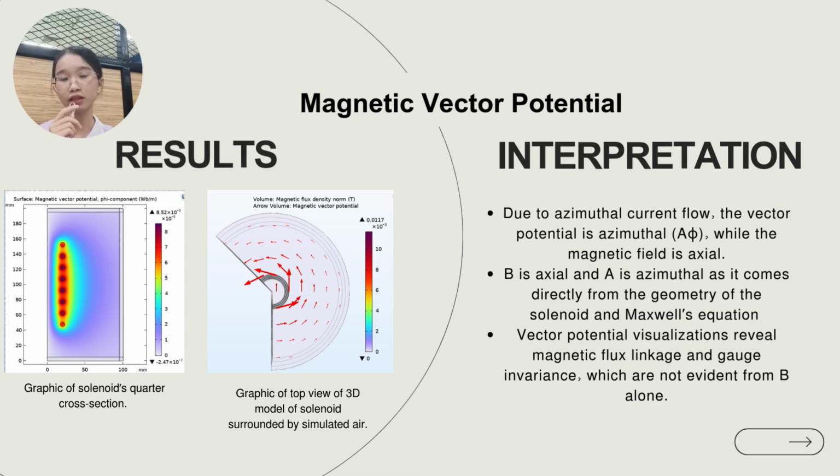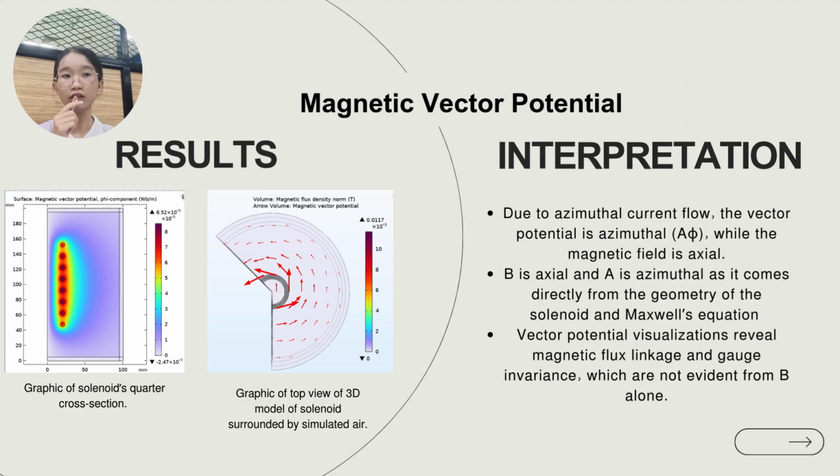Next, I will discuss the magnetic vector potential. The graphic shows the solenoid quarter cross-section, where the colored contours show the magnetic vector potential. The next graphic shows a top view of the 3D model of the solenoid surrounded by simulated air, where red arrows indicate magnitude and direction of the magnetic vector potential, parallel to the direction of flowing current. The magnetic field is related to the vector potential by the equation B equals curl of A, which makes the vector potential a fundamental quantity in electromagnetism.